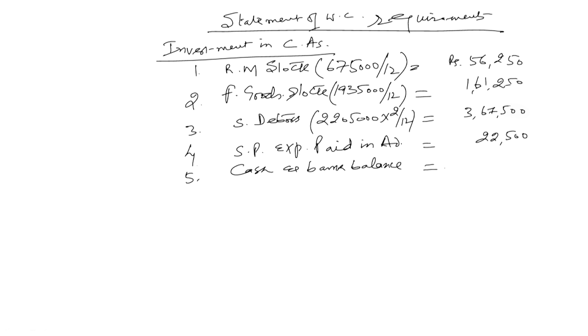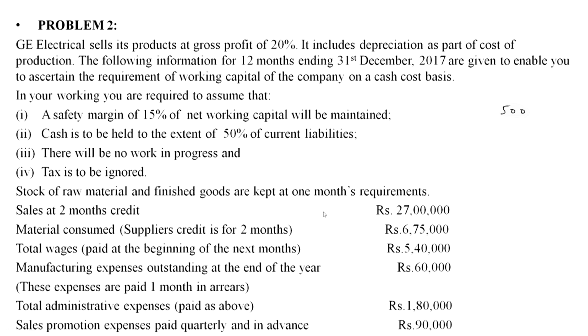Now we go to the next stage, and that stage is the current liabilities. How much funds are going to be available from the current liabilities? First we will see number one, the sundry creditors. You can see here that for material consumed, the suppliers' credit is for 2 months.